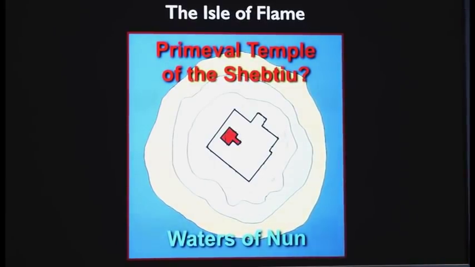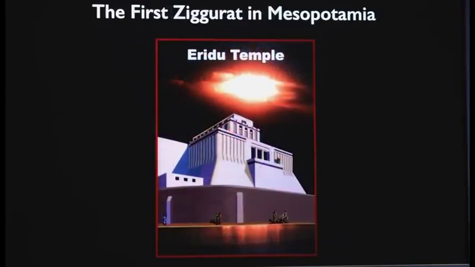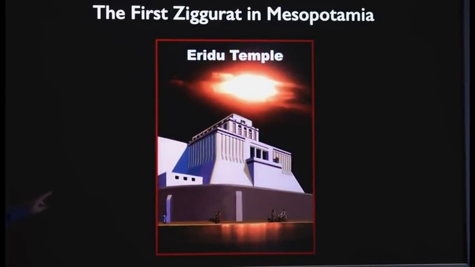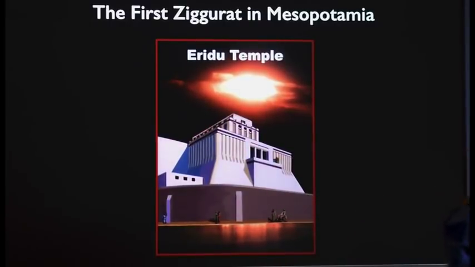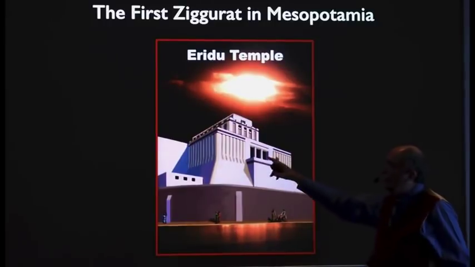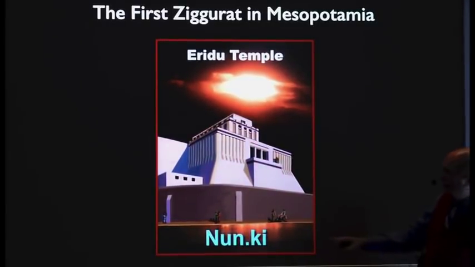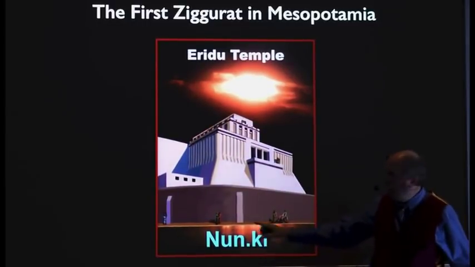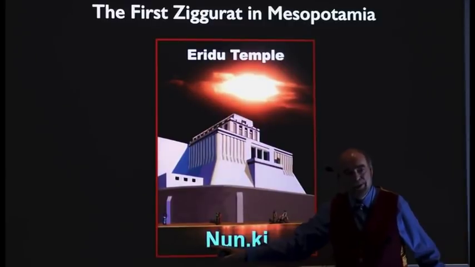It's the primeval temple that the Sheptiyu built before they came to Egypt. And this is it. The very first ziggurat temple to be built anywhere in the world is this one at Eridu, surrounded by the Abzu, and they call this place Nun-Ki, the mighty place. And this is the Egyptian word for Nun, the primeval waters of Nun. So it's actually a Sumerian word, it means mighty.